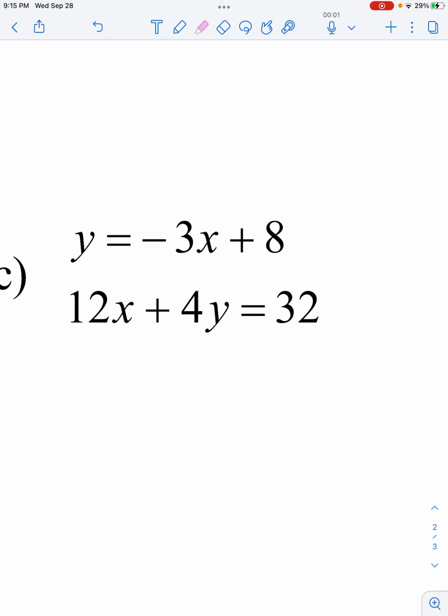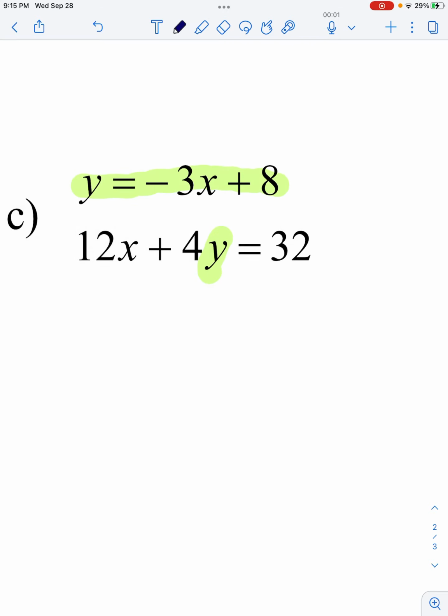So we can just take it and plug it directly into the bottom equation, right? Oh, whoops, into the bottom equation. So we're going to have 12x plus 4 times, in parentheses, negative 3x plus 8 equals 32. All right, so now let's distribute.